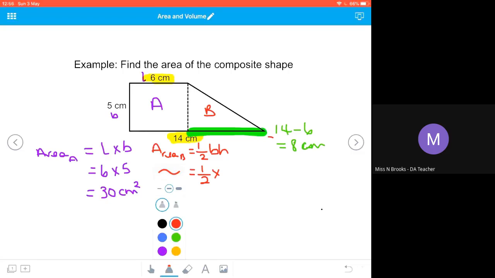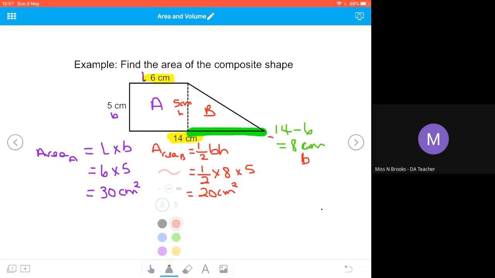Now, what about the height? Well, it's not marked on the actual triangle, but you can see that the height of this side of my rectangle is the same as the height of my triangle. And so this dimension here is also going to be 5 centimeters because of the properties of a rectangle, and that's going to be my height. So I'm going to do a half multiplied by 8 multiplied by 5, and that gives me 20 centimeters squared.